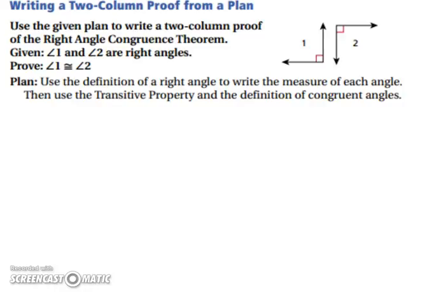Alright, writing a two-column proof from a plan. Use the given plan to write a two-column proof of the right angle congruence theorem. So try this on your own. Use this plan and try to come up with a two-column proof. The answer will be revealed once you come back to the video.